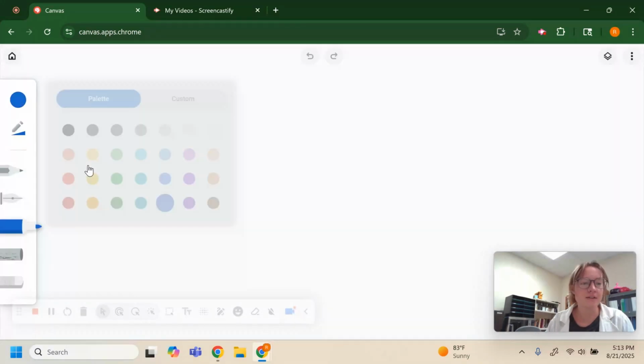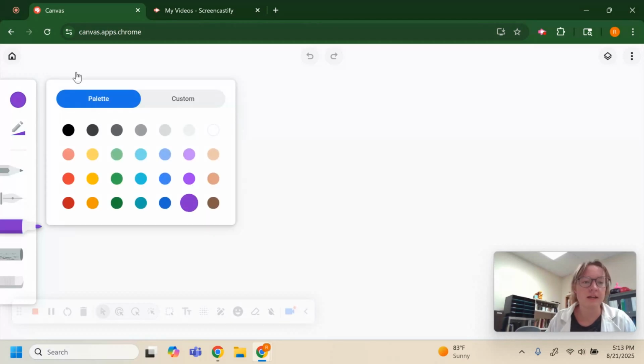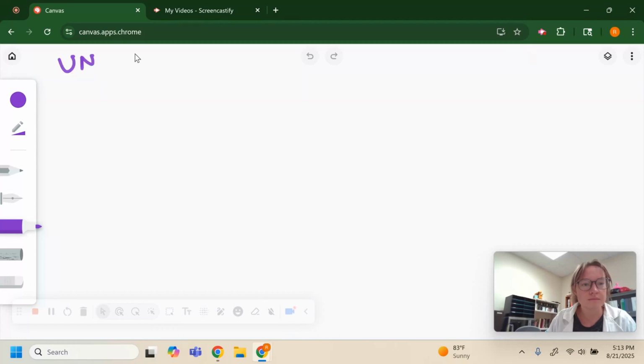Okay, let's change up our color because now we're talking a new topic. Let's talk about units. All right. Significant figures tell us how precise a measurement is. Units tell us what kind of measurement it is.